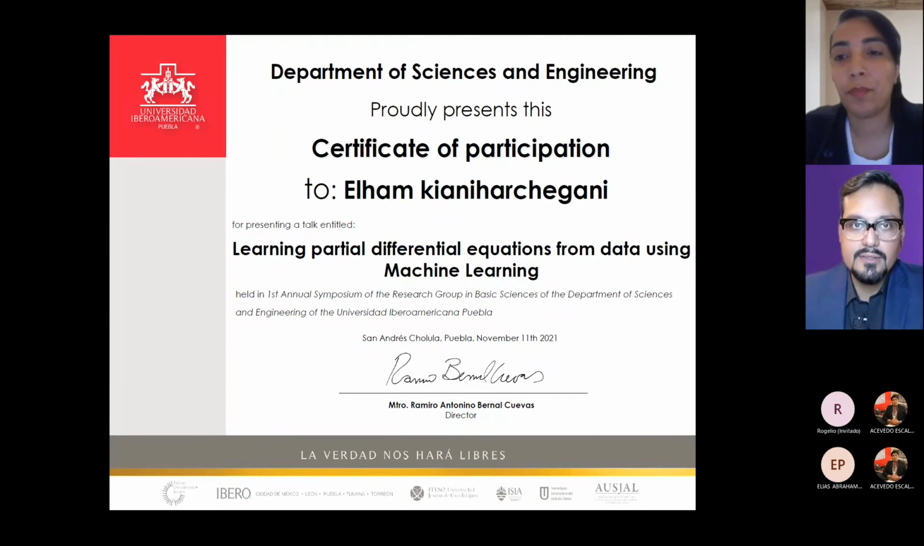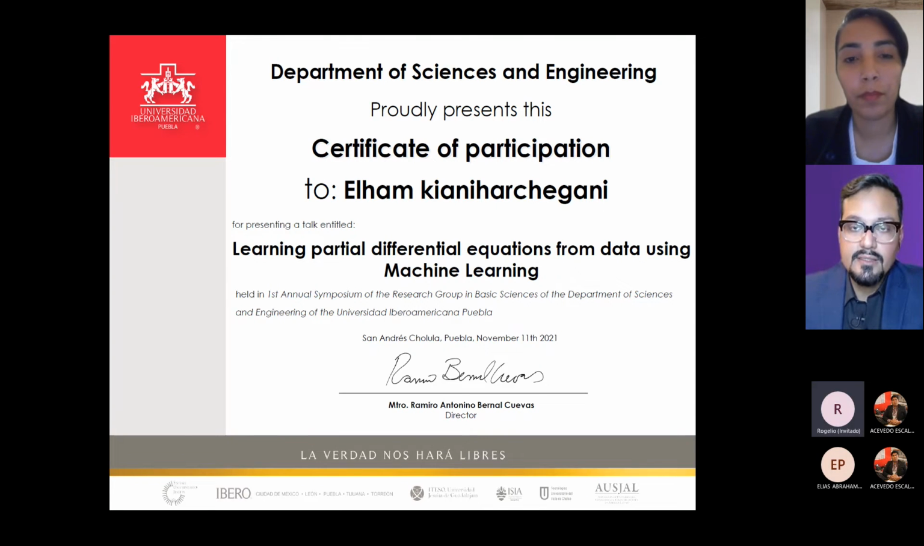So I will pretty much say it. The Department of Science and Engineering proudly presents this certificate of participation to Elham Kianiharchegani for presenting a talk entitled Learning Partial Differential Equations from Data Using Machine Learning, held in the first annual symposium of the research group in basic science of the Department of Science and Engineering of the Universidad Iberoamericana Puebla, San Andrés Cholula, Puebla, November 11, 2021. It signs the director, Maestro Ramiro Antonio Bernal Cuevas.